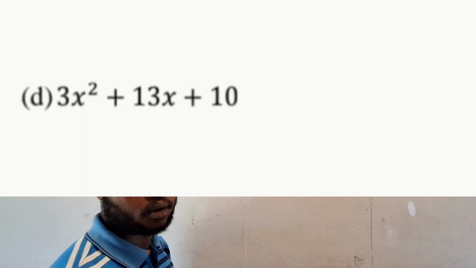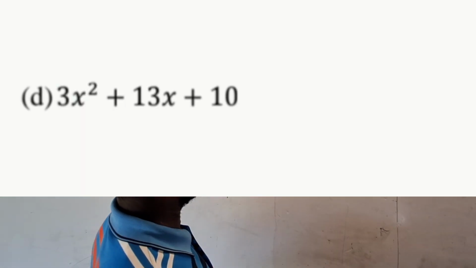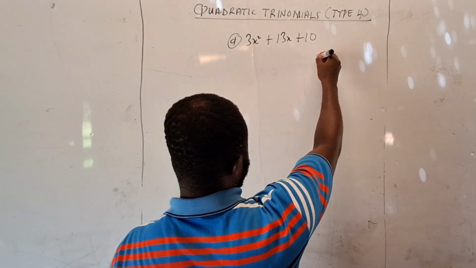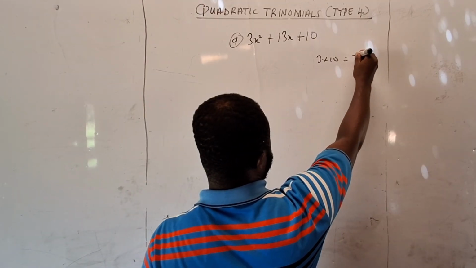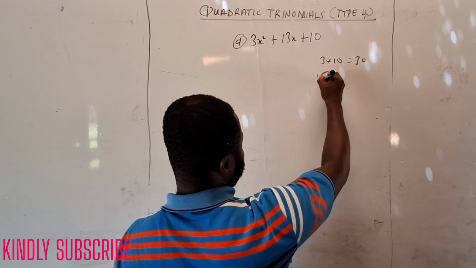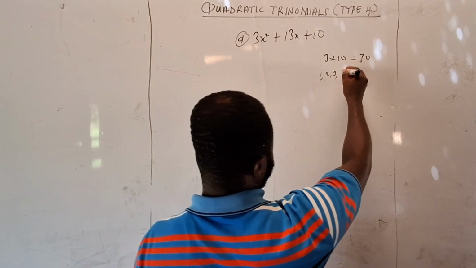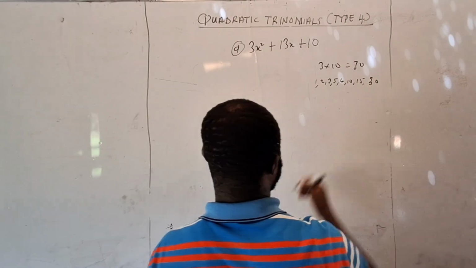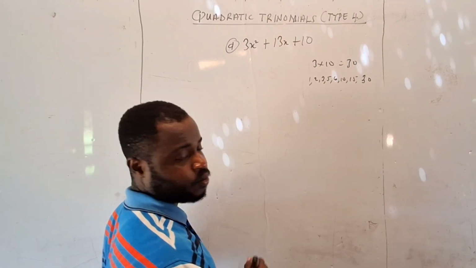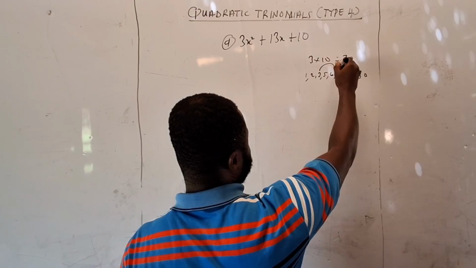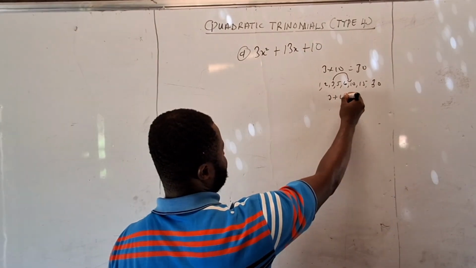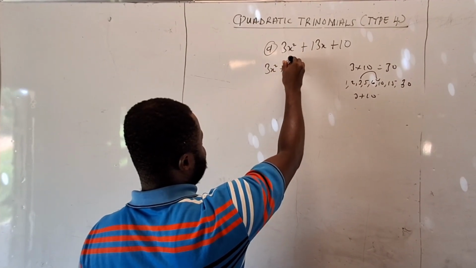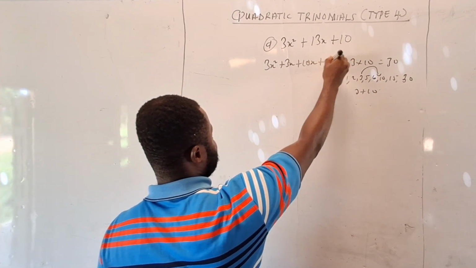Let's take another question. So the last question on this is, we should factorize completely 3x squared plus 13x plus 10. So we multiply our 3 by the 10, then we get our 30. The factors of 30, 1, 2, 3, 5, 6, then we can have 10, 15, and 30. Two numbers that when we add, we are going to get 13. It's obviously going to be 10 plus 3, or 3 plus 10. So replace them with a middle number. So 3x squared plus 3x plus 10x, then plus 10.